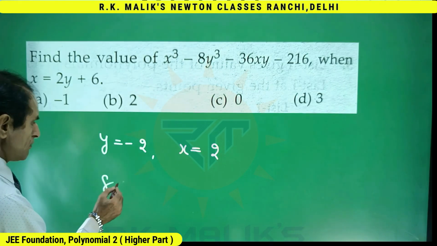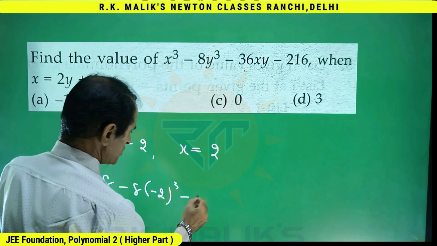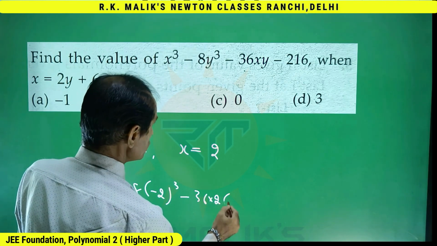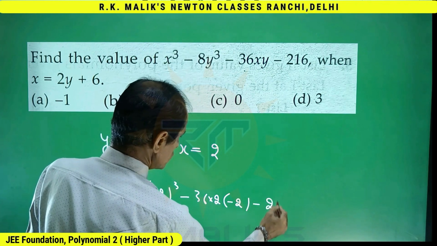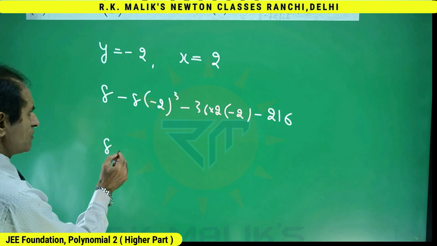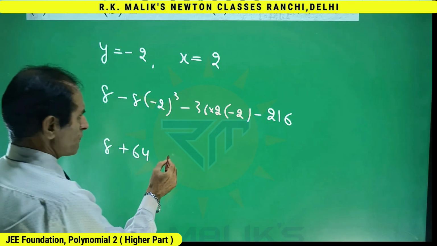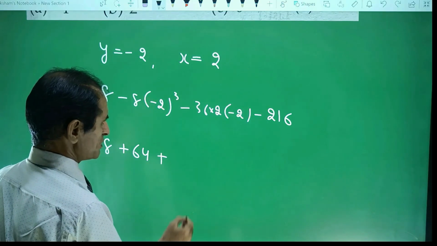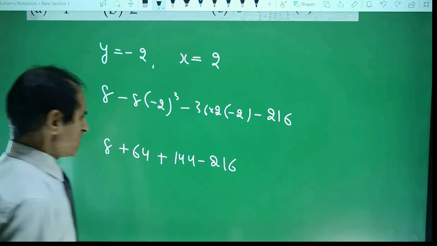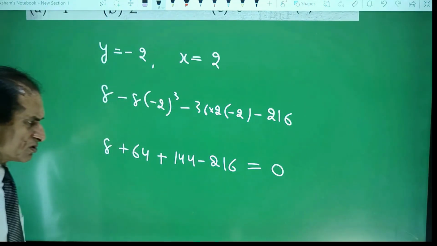It will be 2 cube, that is 8, minus 8 into minus 2 cube, minus 36 into 2 into minus 2, minus 216. It is 8 plus 64 plus 144 minus 216. You can see it is also giving the answer 0.